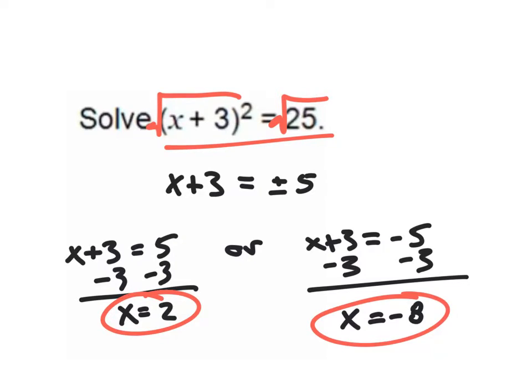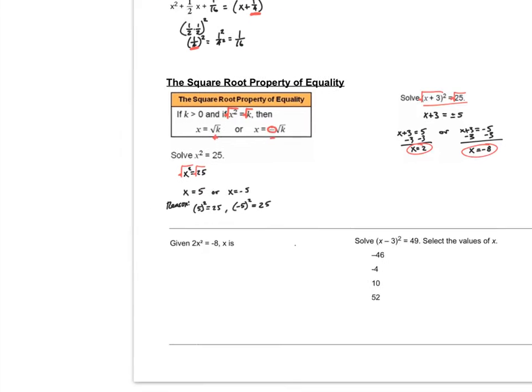But that's the point, guys: this is a quadratic equal to some number, and what I can do is solve this using square roots. That's why we want to get perfect square binomials, so that we can apply this property and solve these equations. So that's that.